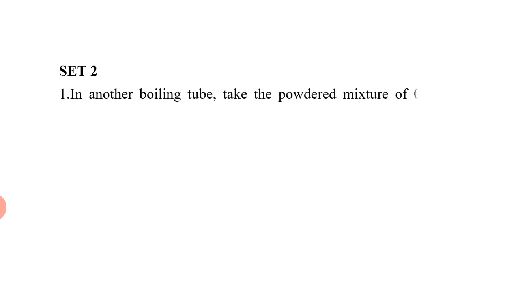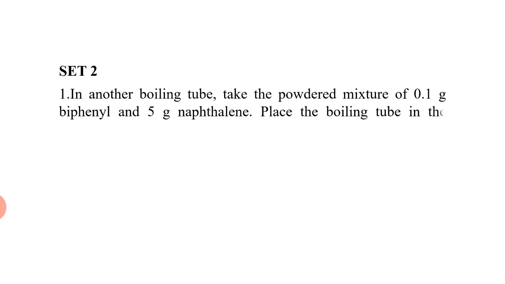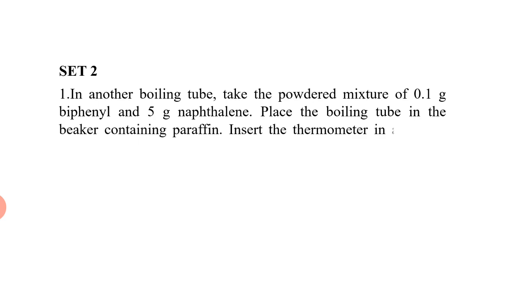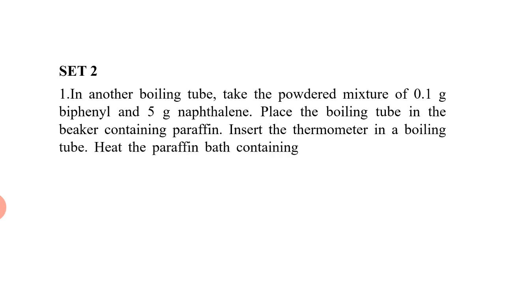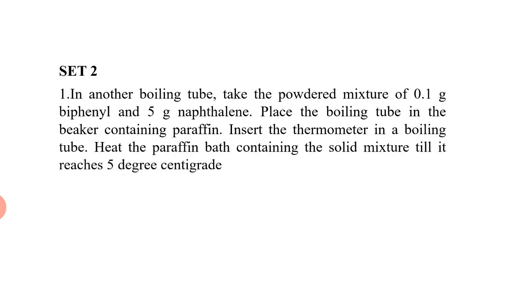Now set 2. In set 2, in another boiling tube, take the powder mixture of 0.1 gram of biphenyl and 5 gram of naphthalene. Place the boiling tube in a beaker containing paraffin bath. Insert a thermometer in the boiling tube. Heat the paraffin bath containing the solid mixture till it reaches 5 degrees centigrade above its melting point.